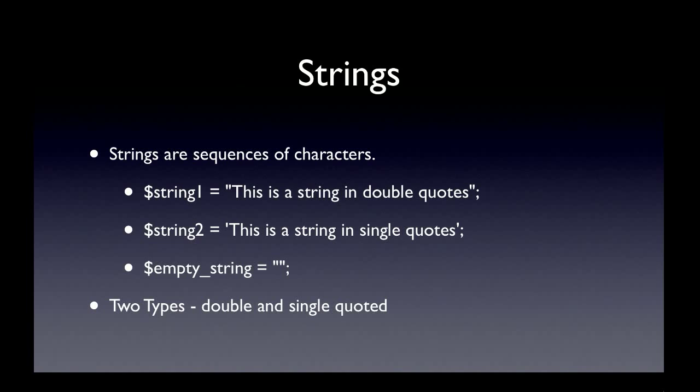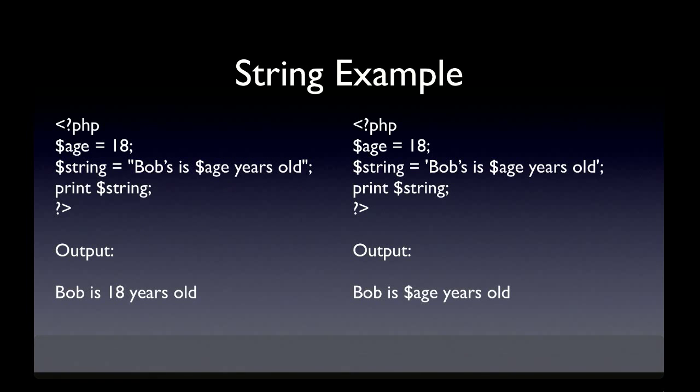So what's the difference between double and single quoted? We have an example here. We have an age variable which we set to 18, and then we set a string variable to Bob is blank years old. So there's two examples here. One of them we use a double quoted string, and one of them we use a single quoted string. And notice that age variable that we inserted in there with the string.